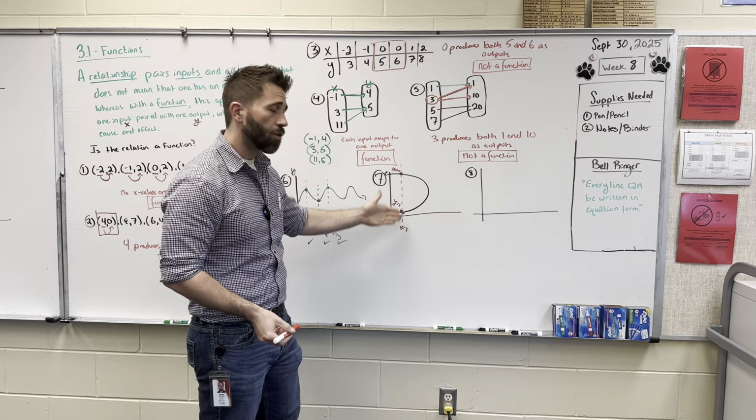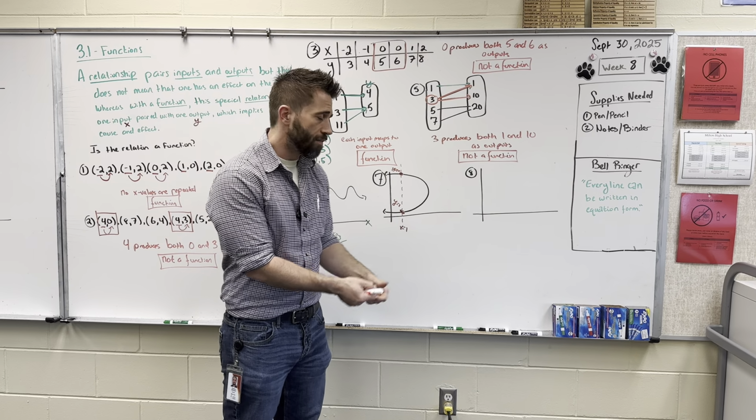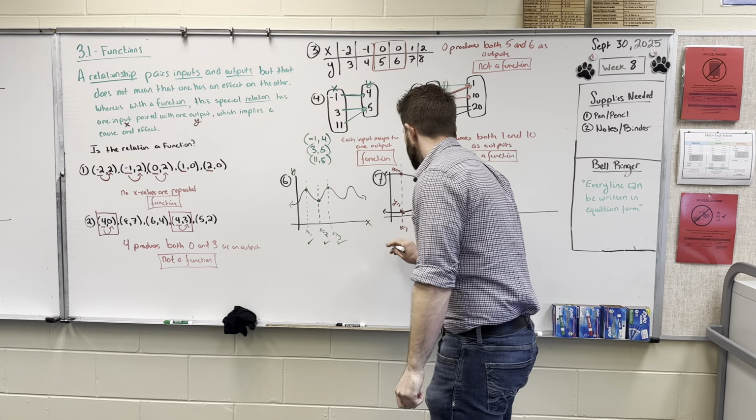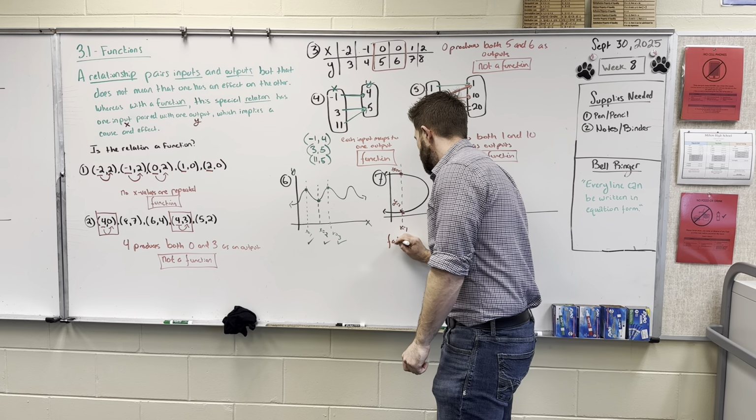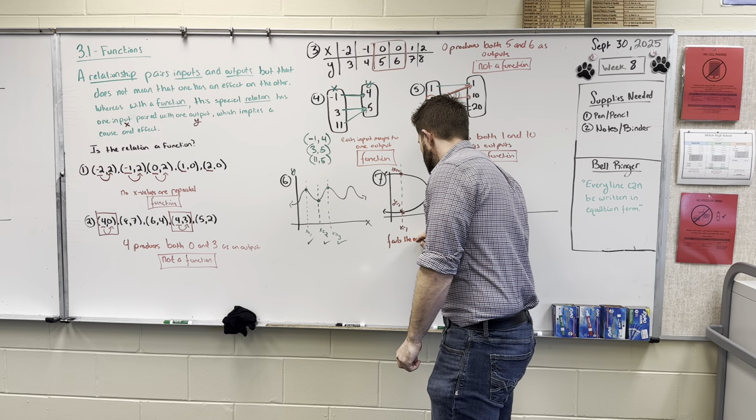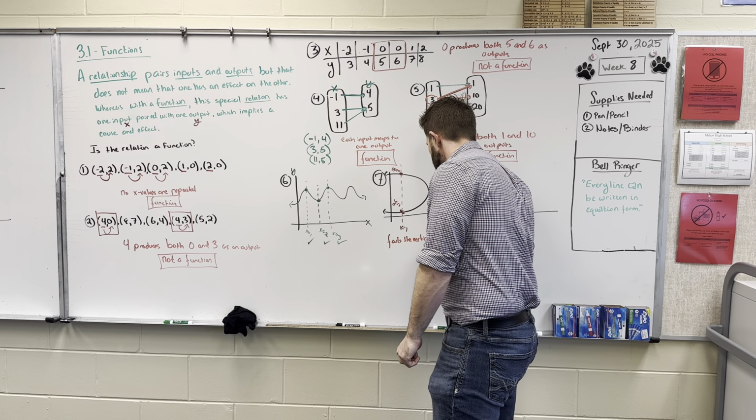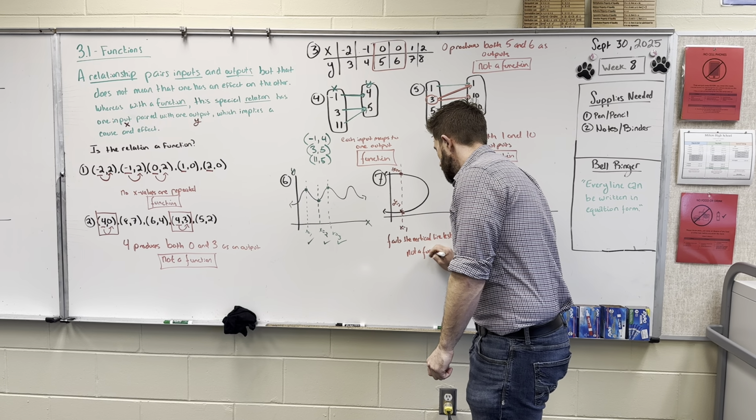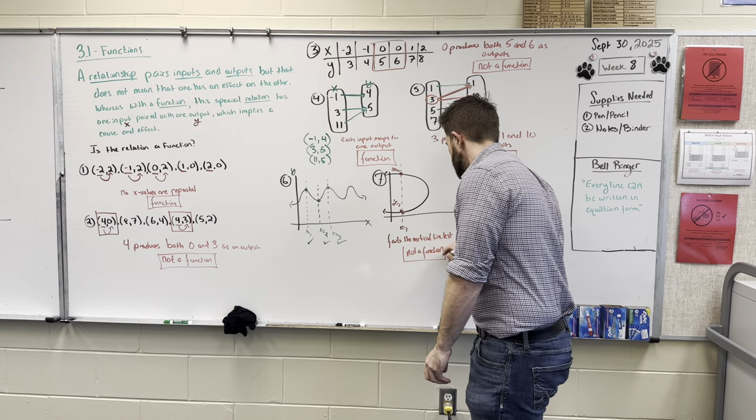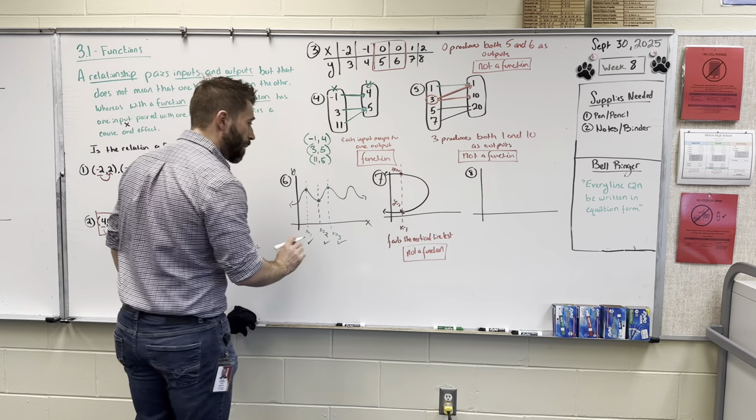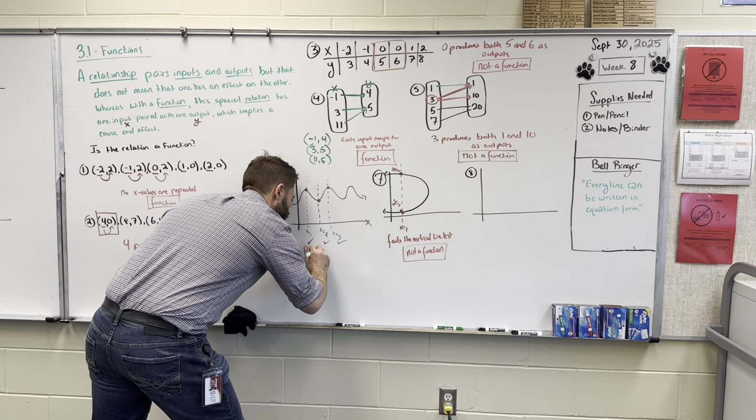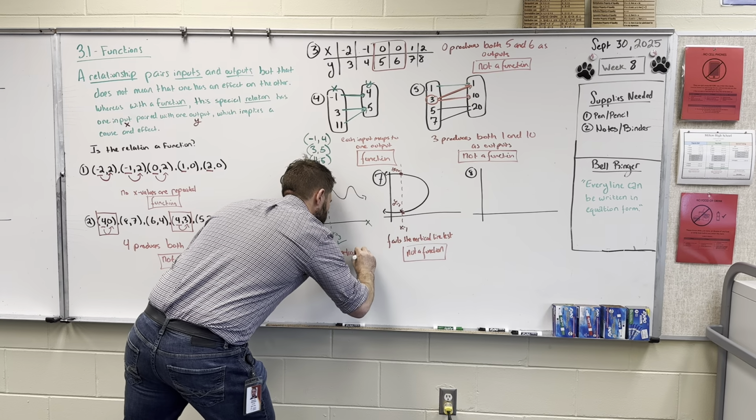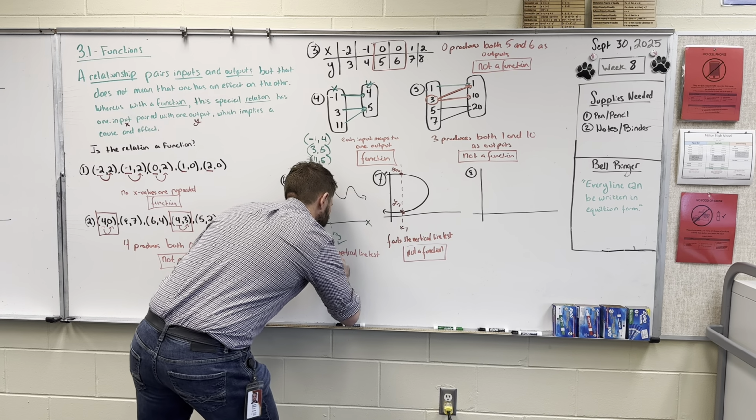And I would draw a sketch of the graph and say, right here, do you see this part? This fails the vertical line test. So this fails, which means this is not a function. This one over here passes the vertical line test, which means that this is a function.